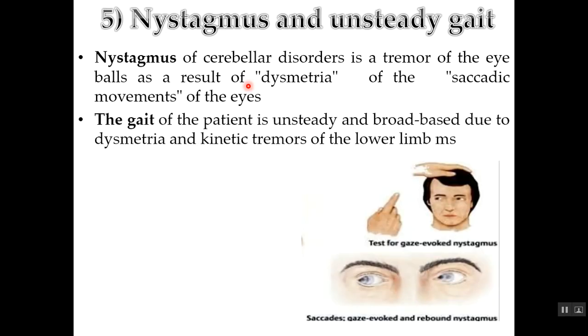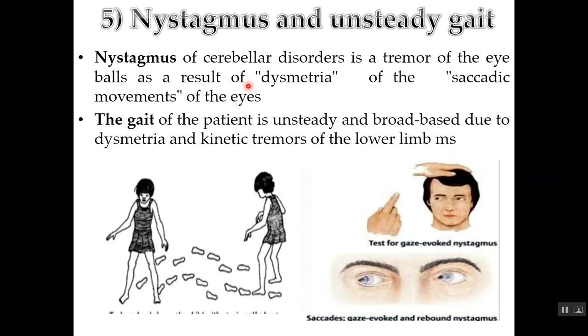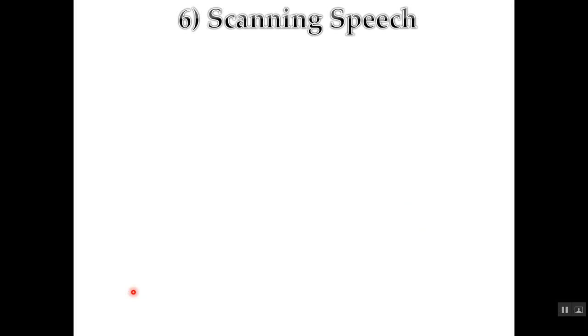What about the gait? The gait of the patient is unsteady, or wide base gait, due to dysmetria and the kinetic tremors of the lower limb. Like this, wide base gait. The patient tries to keep the equilibrium or the balance during walking.